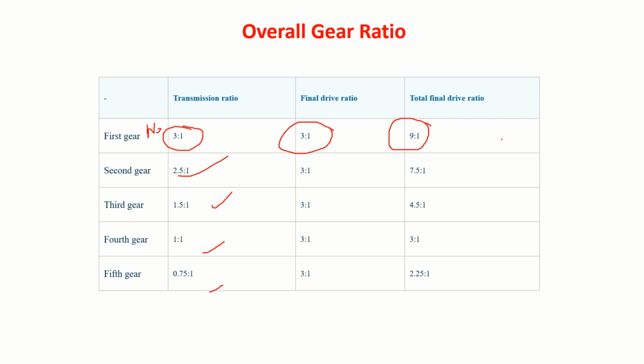So let us stop at this point. The next topic we will discuss is the differential. Thank you, and we will meet again.